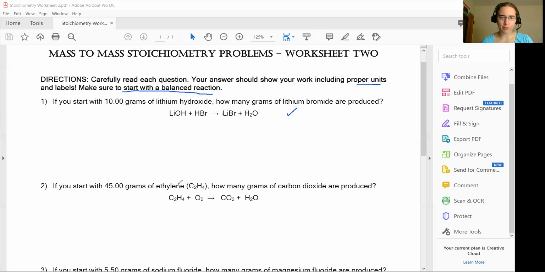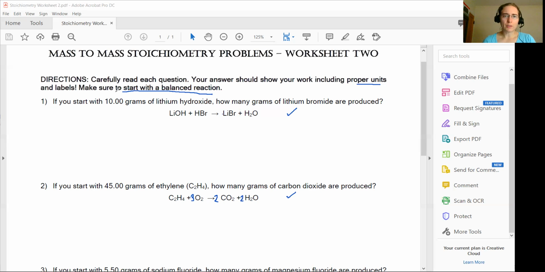Let's check the balancing for this one. There's two carbons on the left, only one on the right, so I'll try and solve that by putting a 2 here. We've got 4 hydrogens on the left, 2 hydrogens on the right, so I'll try and solve that by putting a 2 there. Now as for oxygens, we've got 2 on the left, and 4 plus 2 is 6 on the right, so we can solve that by putting a 3 right there. And now we're set up to solve these problems because we're starting with balanced reactions.